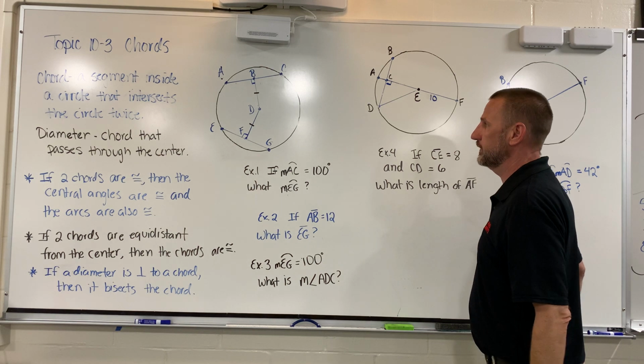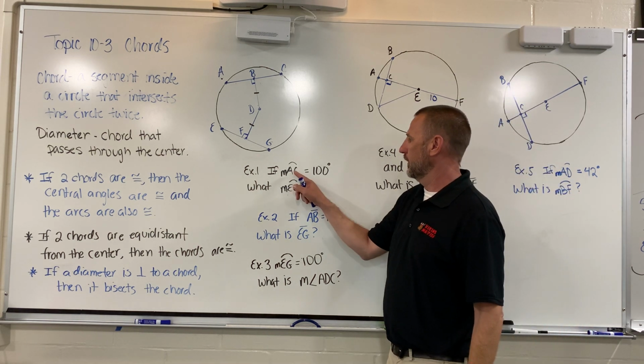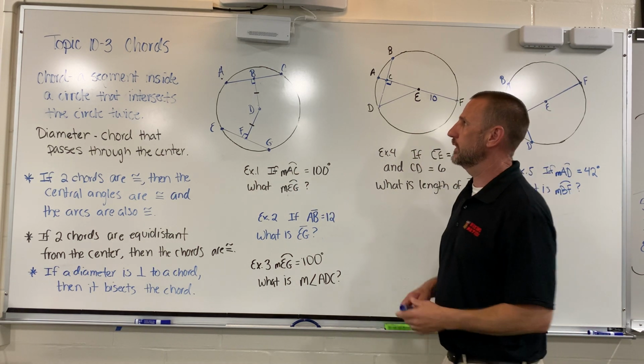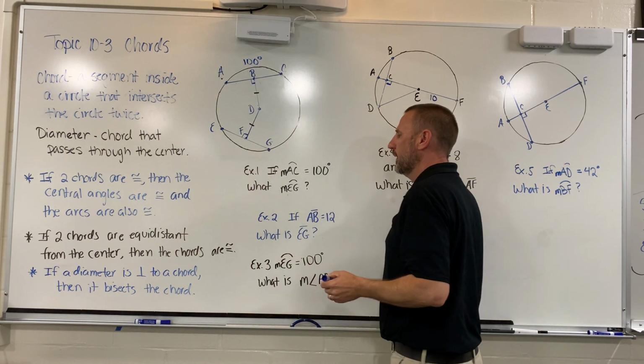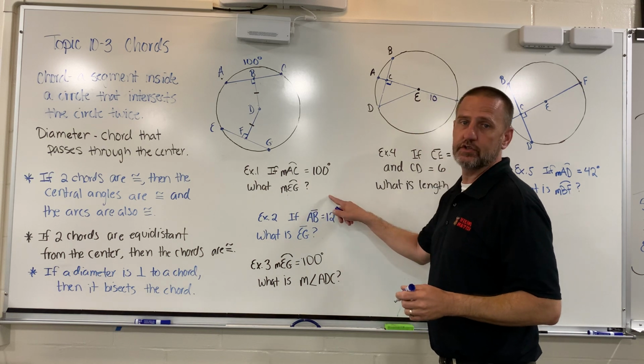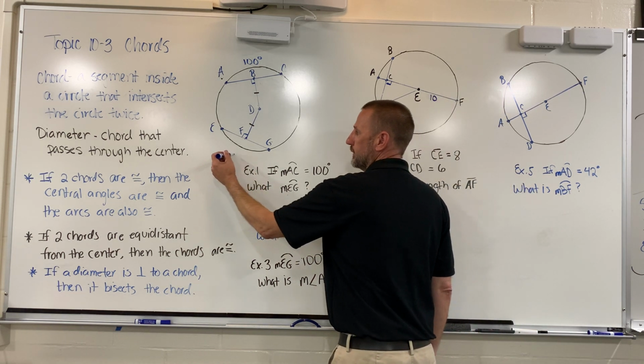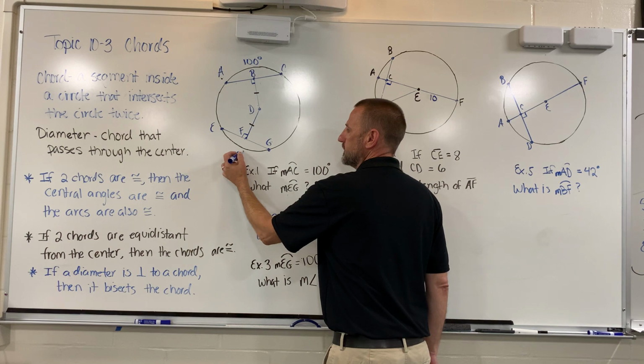So on our first one, for example, we have, if the measure of arc AC is 100 degrees, so if I have 100 degrees right here, what is the measure of arc EG? Well, I'll tell you what, it's 100. And here's why I know it's 100.